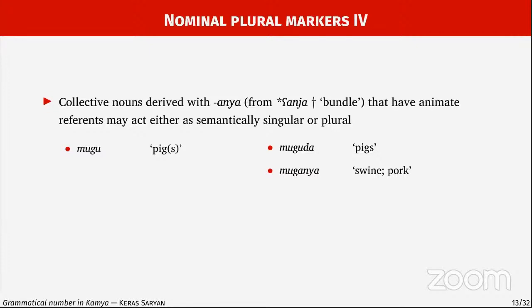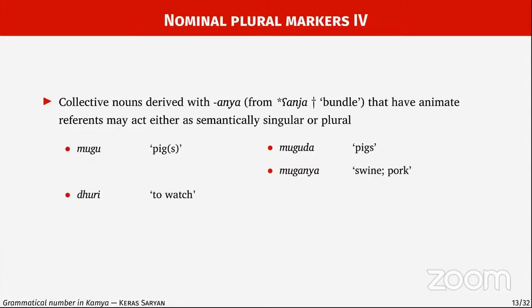muganya, which is either swine or pigs, like a group of pigs, a collective of pigs, but it can also mean pork, so the meat of a pig. And when it refers to the living animal, this can be treated either as singular or plural, but it can only ever be treated as singular when referring to the meat.